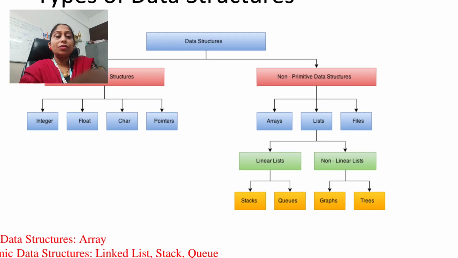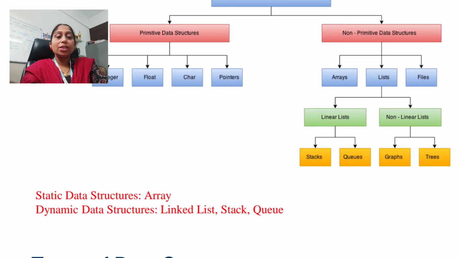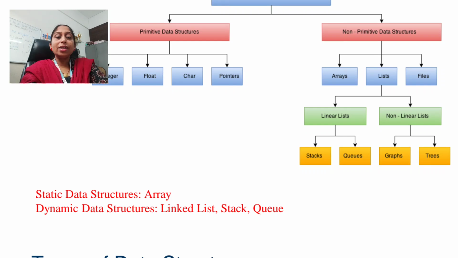We can see the types of data structure later on in detail, but before this I can tell you about static data structures and dynamic data structures. Under static data structure, array will come. Why does array come into a static data structure? Because array is allocated at compile time, while linked list, and stack and queue implemented with the linked list, come under dynamic data structure.